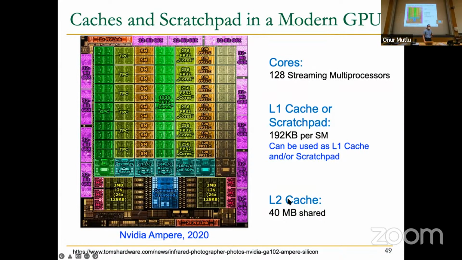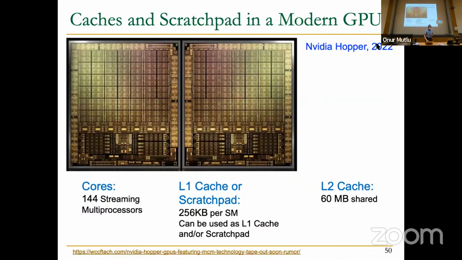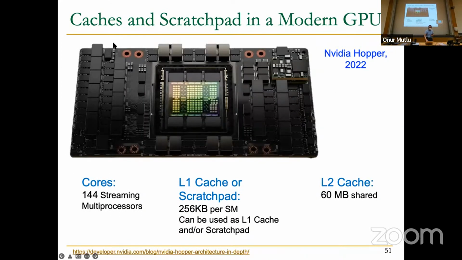Going forward, maybe we'll see how things evolve. And these sizes are increasing. This is more recent, as you can see. These two slides are the same, except their pictures are different. But basically, cores have increased, but cache sizes have also increased. L1 cache can still be used as a scratchpad or an automatically managed cache, and L2 cache sizes are increasing as well.